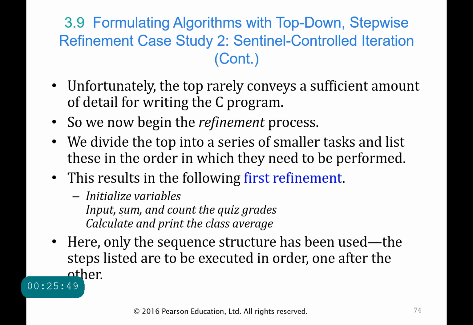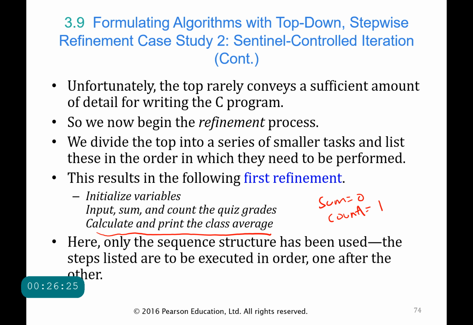Sorry, so you need to input or initialize variables. You need to initialize sum to 0, you need to initialize count to maybe 1, and then you need to input the quiz grades, and then you need to accumulate these values. You need to calculate and print the class average.